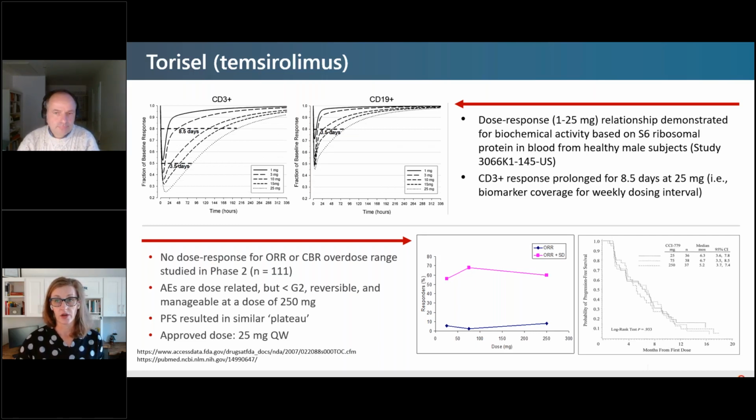Additional data that often isn't brought up in the Torcel discussion, though, is the early biomarker data that was gathered in healthy males that showed a dose response for target coverage across the dosing interval that was saturated at 25 milligrams. Note, this biomarker data was not used as a definitive endpoint for dose selection. It was used as an informative endpoint to bracket the lower efficacy dose the sponsor took into dose ranging efficacy trials. Next slide, please.